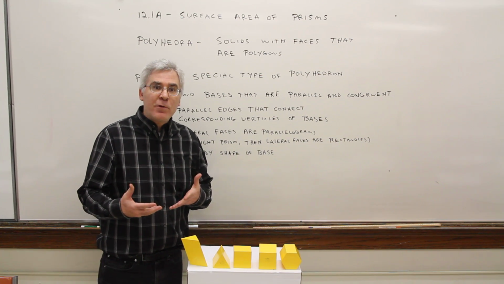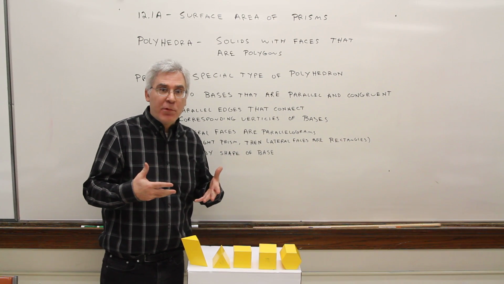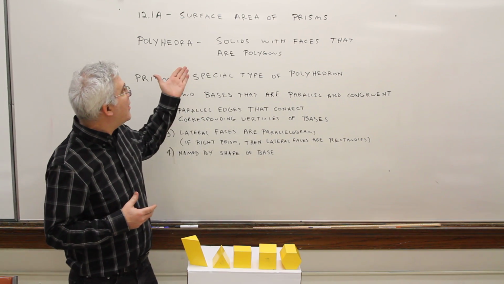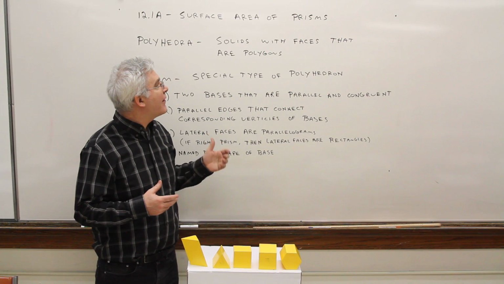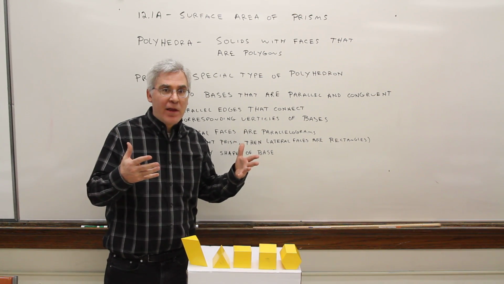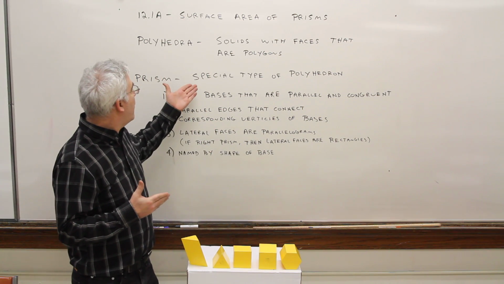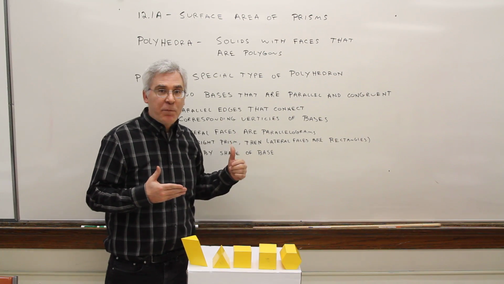What I first want to do is define a polyhedra and then a special type of polyhedra, which is a prism. First, polyhedra. Polyhedra are solids with faces that are polygons. Okay, so there's many different types of polyhedra. However, what we're going to be concerned with is prisms. So prisms are a special type of polyhedron.